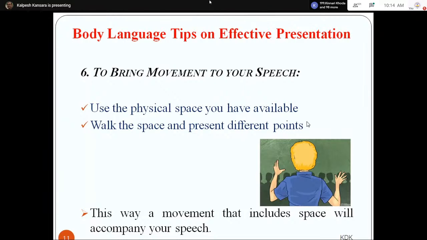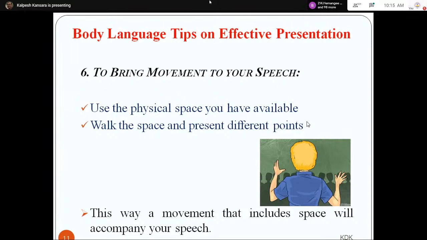If you're using a microphone that is fixed, then you will not be able to use the space simultaneously while you're speaking. So when you move around and the microphone is fixed, you should not speak anything. You should just point out things or use your body language to explain things.